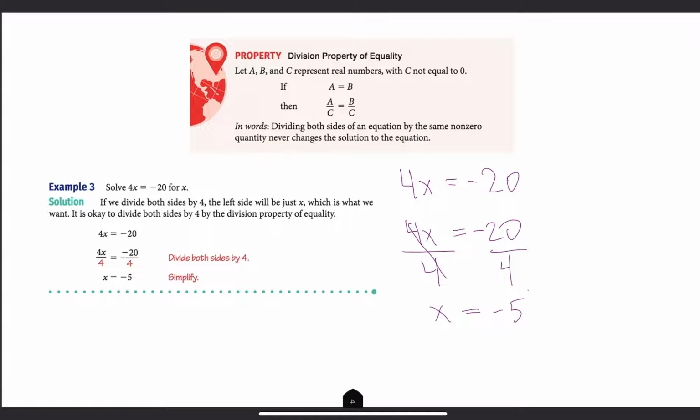And I can check it. I can plug it in here. 4 times negative 5, that is negative 20. So it checks out. So when it's a one-step problem like this, sometimes it's enough to check it by just visually inspecting it. When it's a harder problem, a more complicated equation, you may be better off writing it all out so that way you can check it for sure and know that your solution makes the equation a true statement.